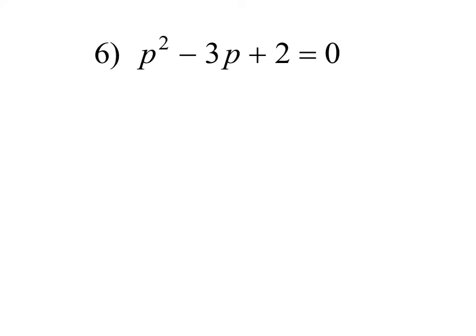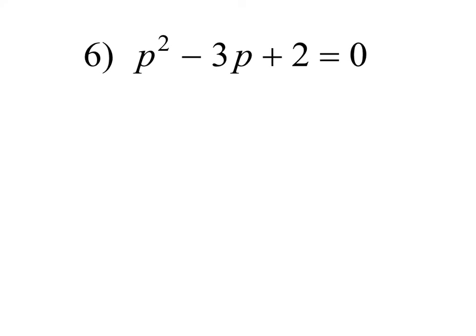All right, next one, number 6. Andrew, you want to try again? I didn't really do it right. Okay, so we need two factors of 2 that'll add up to -3. So two numbers that multiply and give us a positive 2, but add to -3. 1 times 2, but since we're looking for a -3, both of these numbers have to be negative.